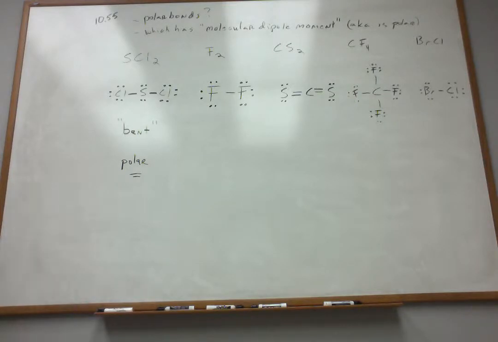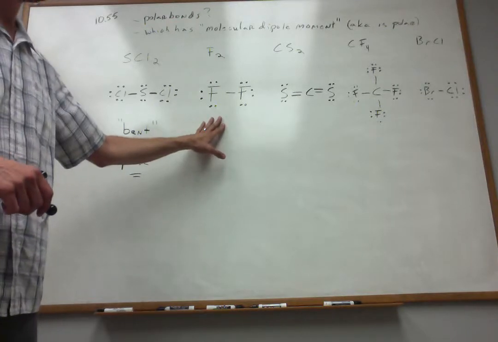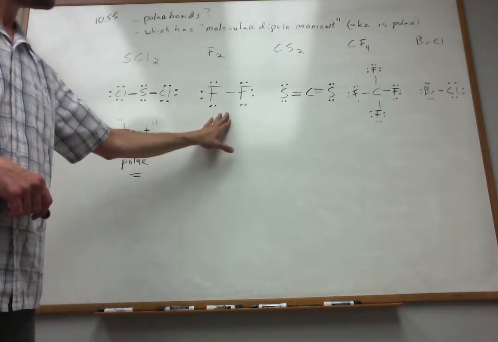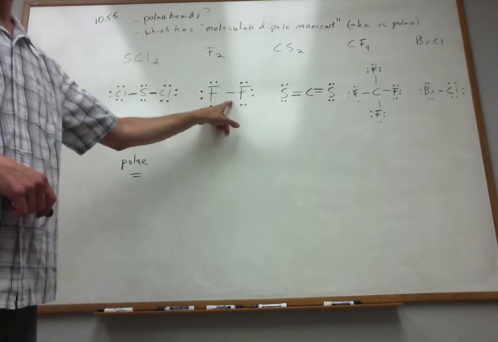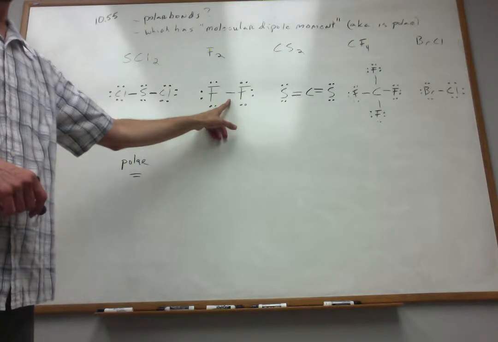All right, moving on to the next one. F2. This is fluorine gas, diatomic, as it exists in nature. This is the Lewis dot. We've got 2 atoms of fluorine bonded together. Is that bond polar or nonpolar?